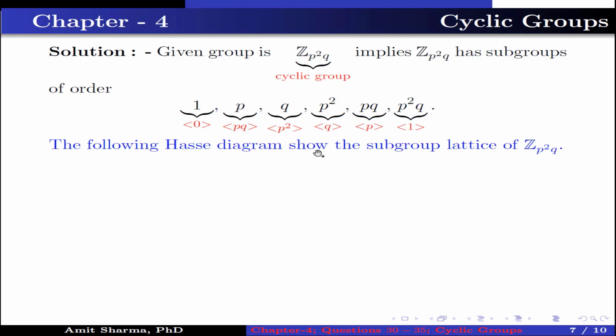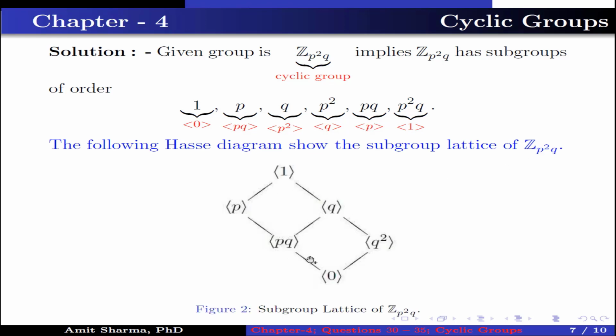The following Hasse diagram shows the subgroup lattice for Z_{p^2 q}. This is the subgroup lattice for Z_{p^2 q}. The subgroup generated by 0 is contained in the subgroup generated by pq and the subgroup generated by q^2. The subgroup generated by pq and the subgroup generated by q^2 is contained in the subgroup generated by q. The subgroup generated by pq is contained in the subgroup generated by q and the subgroup generated by p. And the subgroup generated by p and q is contained in the subgroup generated by 1.